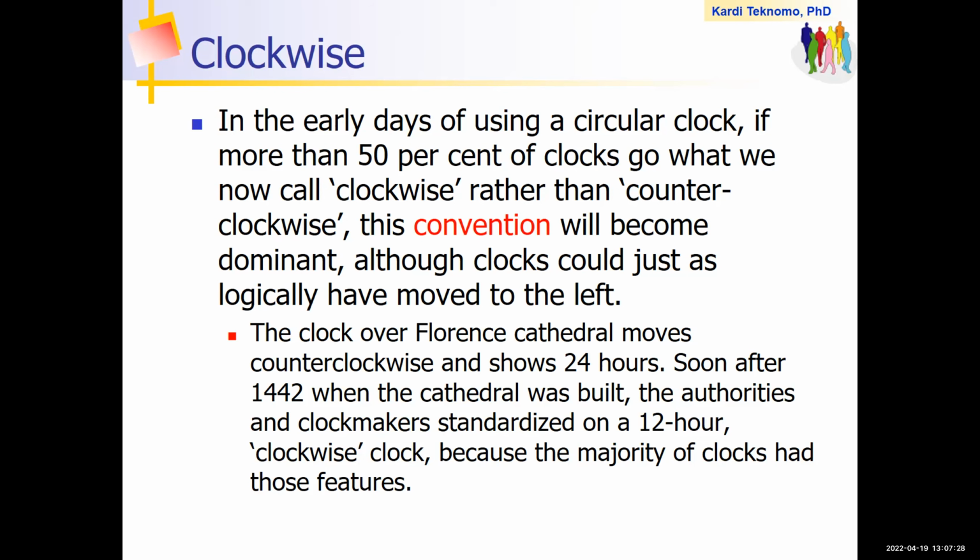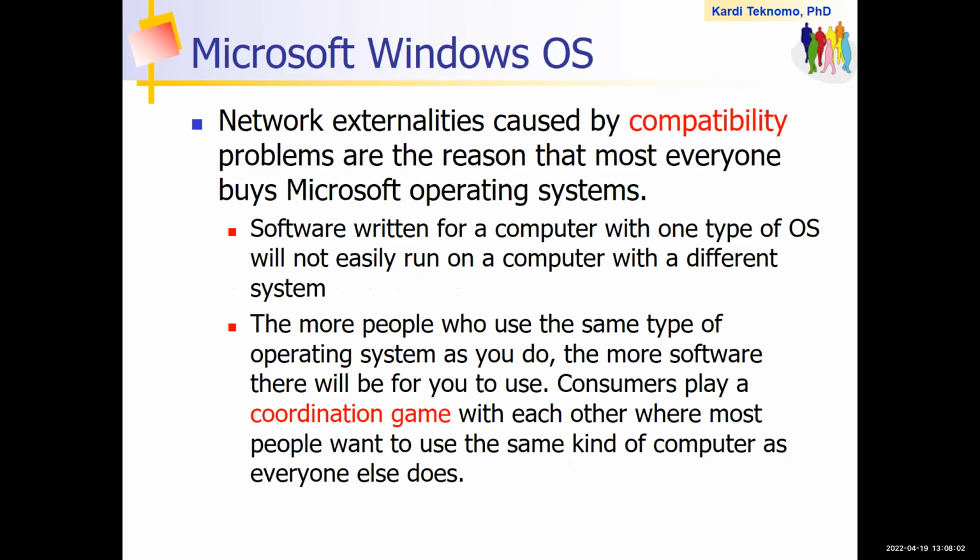So this is an example. The clock over Florence Cathedral moved counterclockwise and showed 24 hours. Soon after the year when the cathedral was built, they standardized to a 12-hour clockwise clock, because the majority of clocks had this feature. So in the early days, what we now call clockwise was not a standard. Okay, that's the meaning. So this is again another example of network externalities.